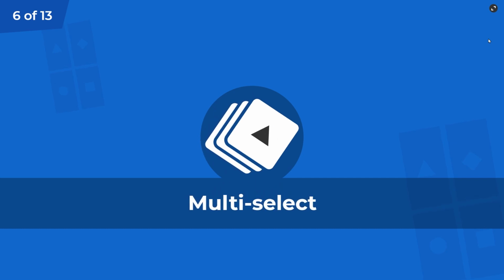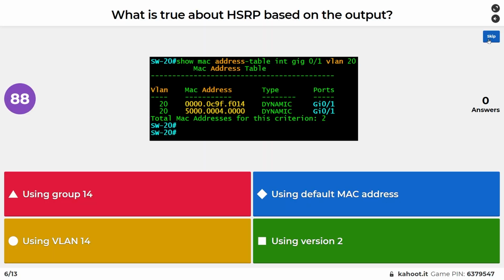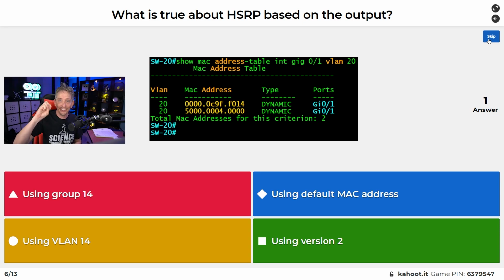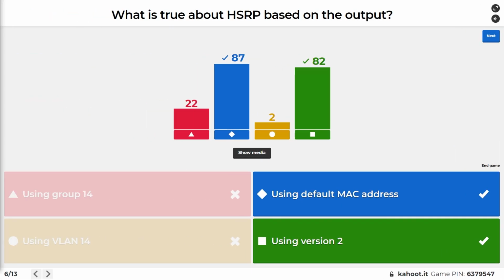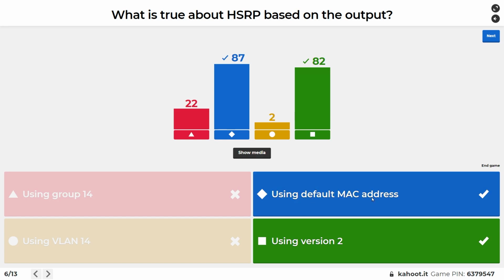Here's question 6. It is multiple select. What is true about HSRP based on this output? What are we looking at, Keith? This is the MAC address table on a switch. Something's connected off of gig 0/1. What is true about HSRP based on the output? Wow, look at that. Using a default MAC address, using version 2. Let's click on show media. That is the default MAC address for version 2 that the switch has learned on gig 0/1. Great work.